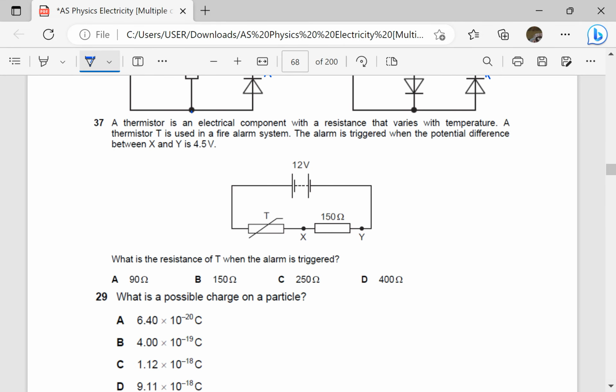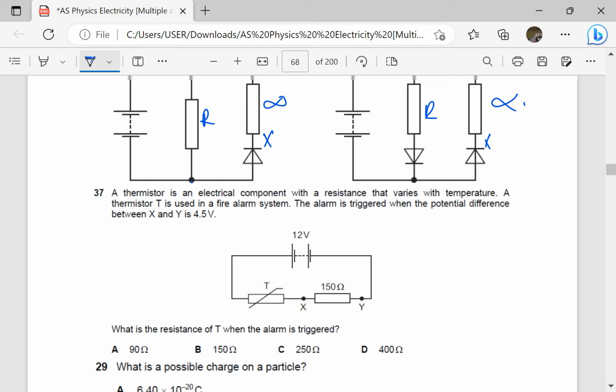A thermistor is an electrical component with a resistance that varies with the temperature. A thermistor T is used in a fire alarm system. The alarm is triggered when the potential difference between X and Y is 4.5. I think that is an easy question. What is the resistance of T when the alarm is triggered? When the alarm is triggered, the PD across XY is 4.5.